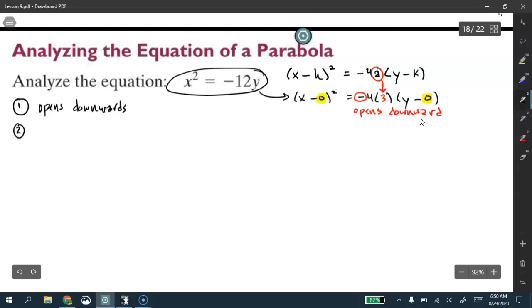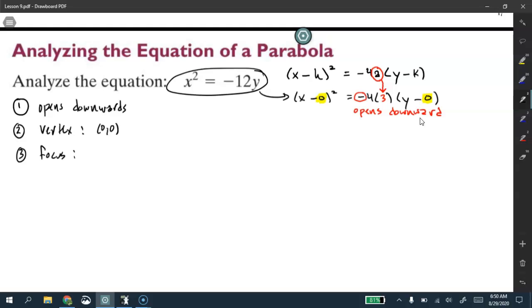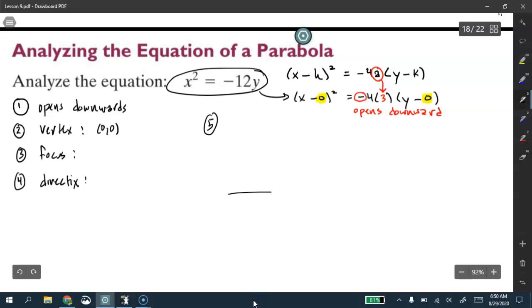Next thing, we know that the vertex is at 0, 0. We know that the focus is going to be 3 units below the vertex. We know that the directrix is going to be 3 units above the vertex. And finally, notice how I didn't fill in the focus and the directrix. I do that on purpose, just so that you're convinced of it. I quickly make the step number 5 thing first, and the quicker you can make this connection, the quicker you can analyze this.